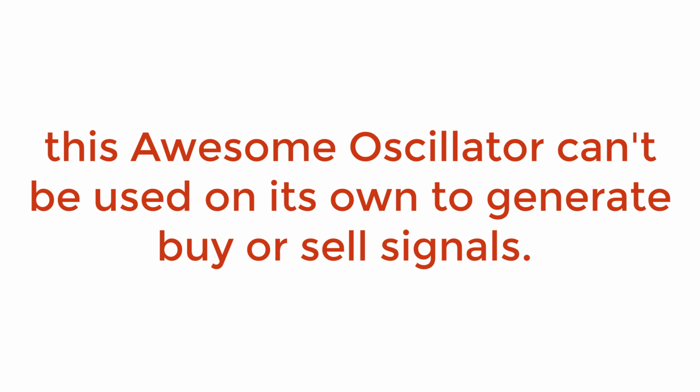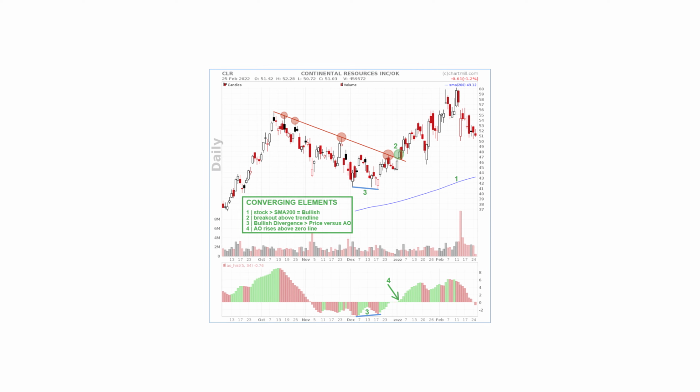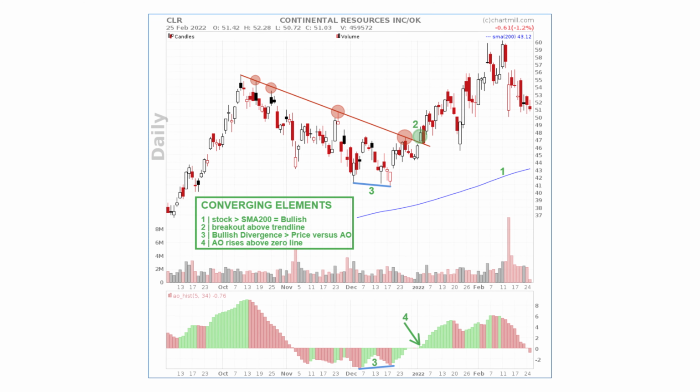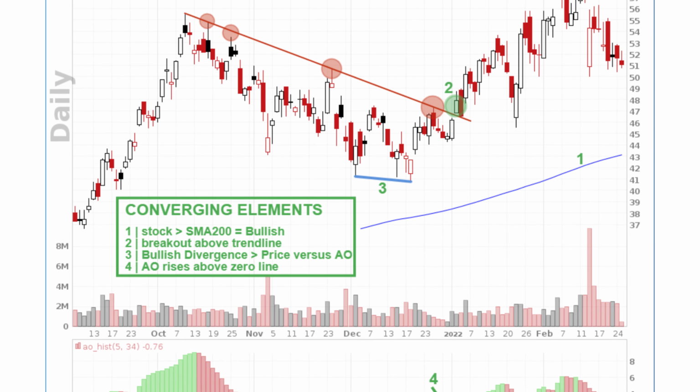Just like in all of our other articles and videos about the use of technical indicators, we need to emphasize that this Awesome Oscillator can't be used on its own to generate buy or sell signals. The accuracy of this indicator, or any other technical indicator for that matter, is simply not reliable enough on its own. When analyzing possible buy opportunities, you should, in addition to the mere long or short signal from the oscillator, look for as many converging elements as possible to support your setup.